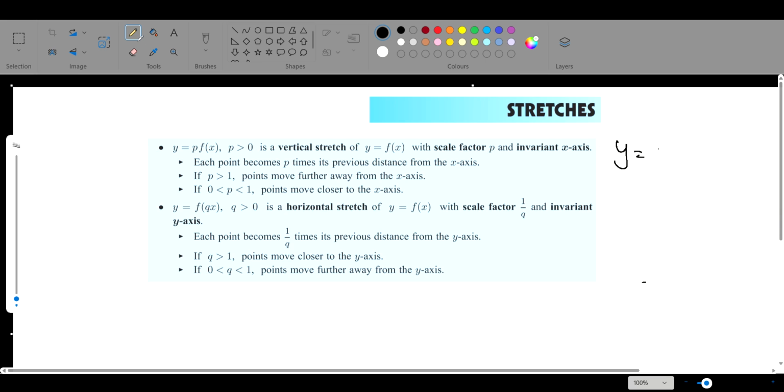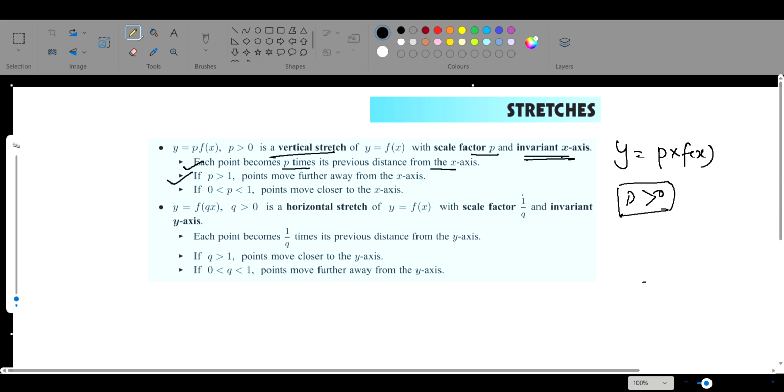y is equal to p times f(x). If p is greater than 0, it is a vertical stretch with scale factor p, invariant on the x-axis. So the x point is not changing, only the y point is changing. Each point becomes p times its previous distance from the x-axis.